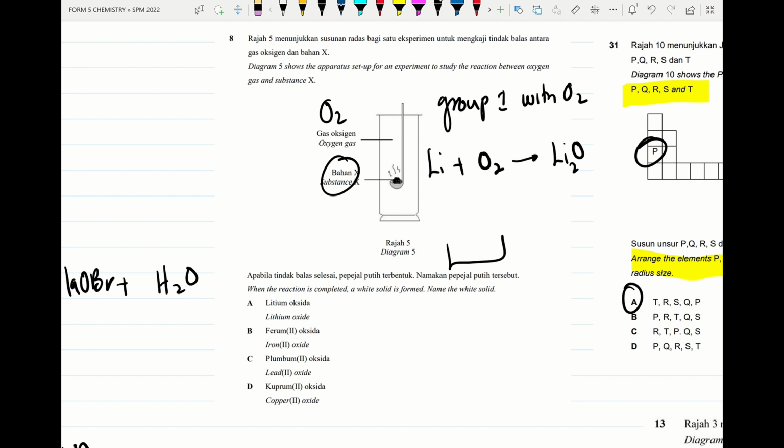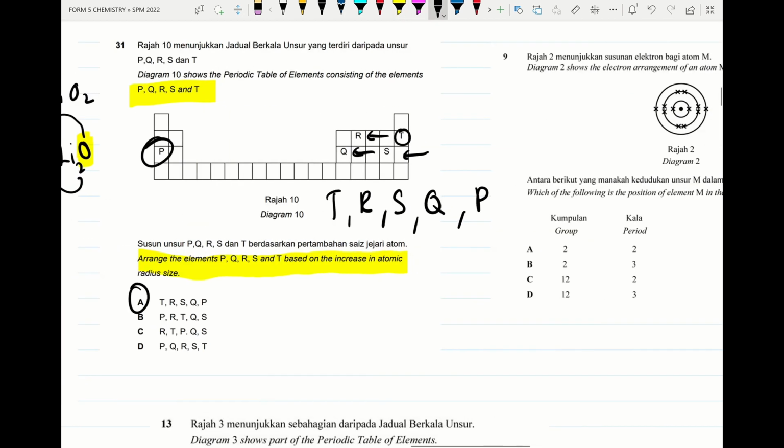To balance this equation, we balance oxygen first. The oxygen at the left hand side is 2, here 1, so I put 2, make it oxygen 2, lithium 4, lithium 4. All right, and the reaction is completed, the white solid is formed. Name the white solid: the white solid will be lithium oxide. All right, so we move on to the next question.